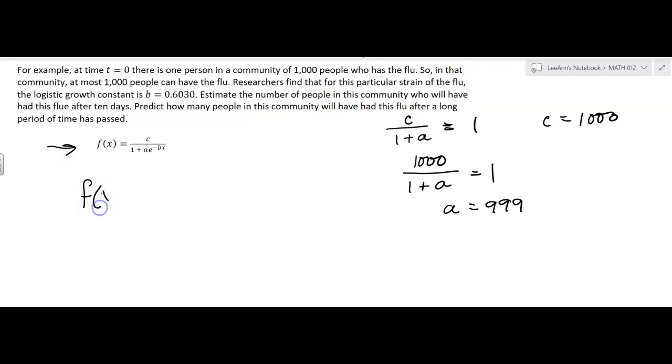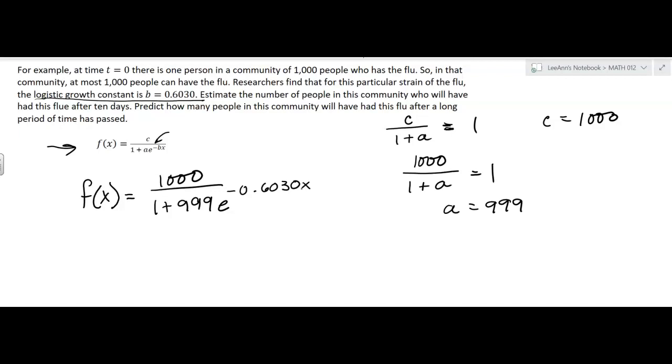Okay, and now we should have enough information to use our logistic model over here. So f of x is going to equal 1,000, that's C, over 1 plus 999 e to the opposite, and they tell us b. I forgot to read that part. Researchers find that for this particular strain of the flu, the logistic growth constant is b equals 0.6030. Now, the negative sign is in the formula, so it's going to be the opposite of 0.6030x. That is the model that we have, okay? X, remember, is time, so it's basing it on time.